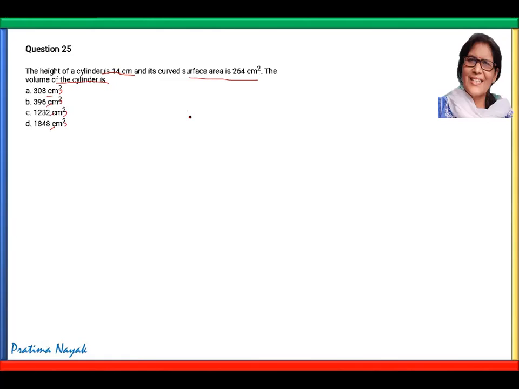So h is equal to 14. Curved surface area means 2 pi r h is equal to 264 centimeter square. I'm not writing the unit because I'll find the answer quickly, because for 1 mark questions you are given less time. R is not there, so let it be r. h is 14, equal to 264.